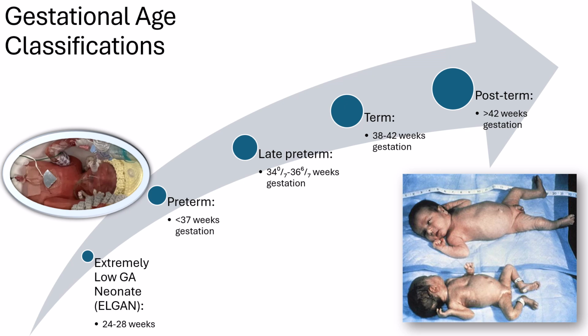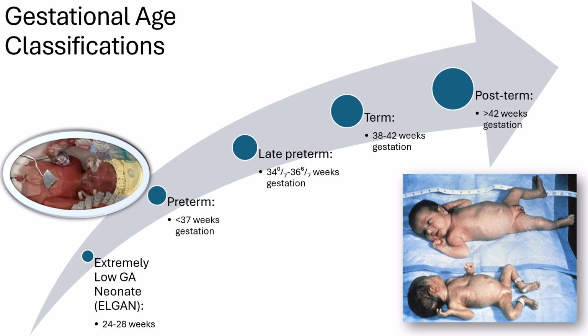Know these classifications. They appear frequently on the exam. Extremely low GA neonate, ELGAN, refers to infants between 24 to 28 weeks gestation. Preterm is any infant born before 37 completed weeks gestation. Late preterm covers 34 and 0 to 36 and 6 weeks gestation. These babies often look deceptively mature, but have significant physiologic immaturity.